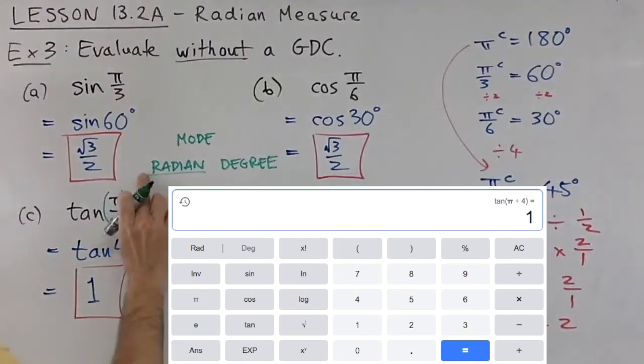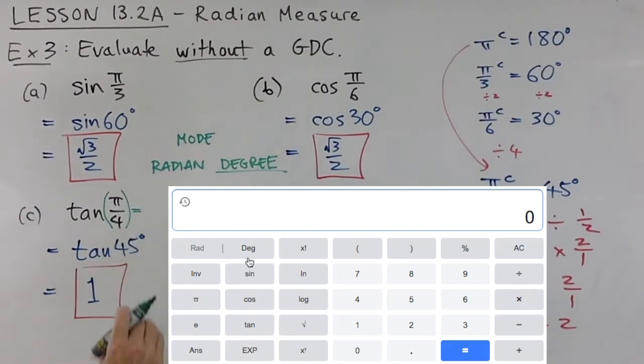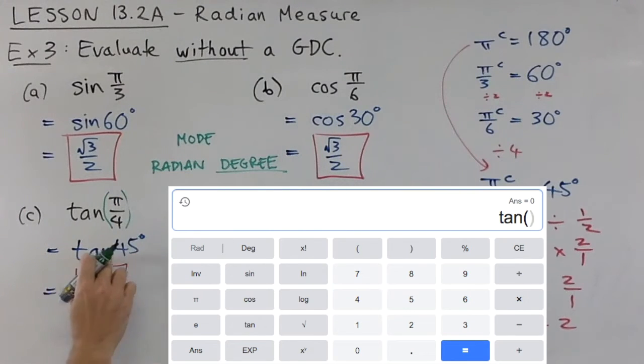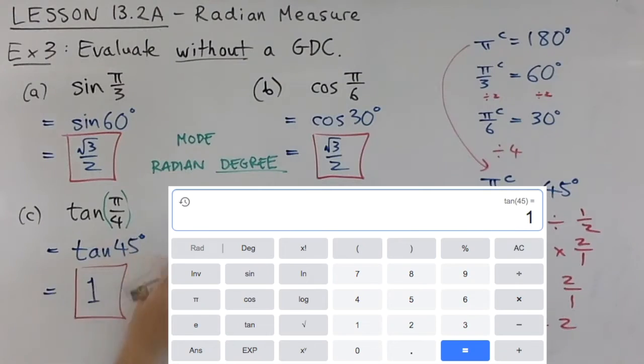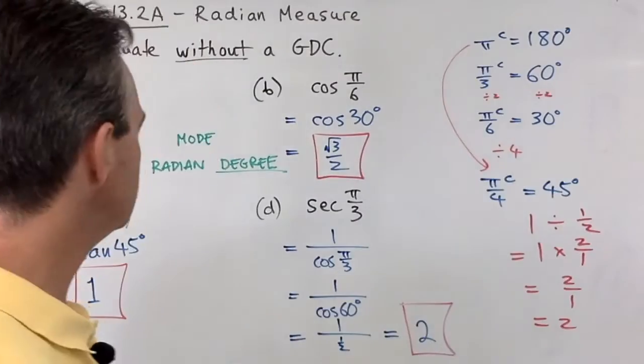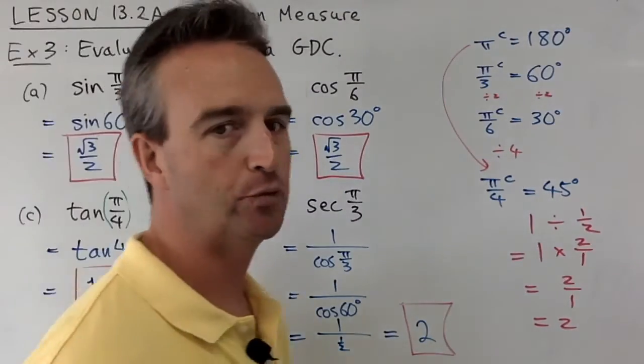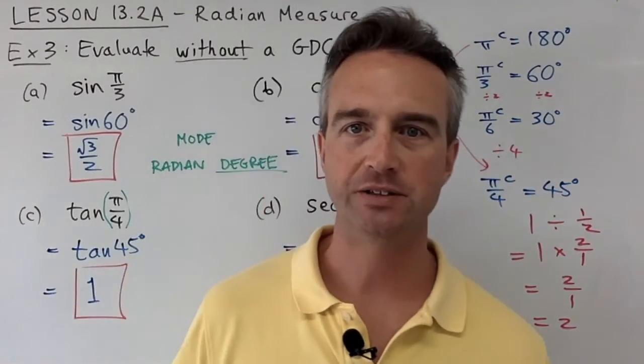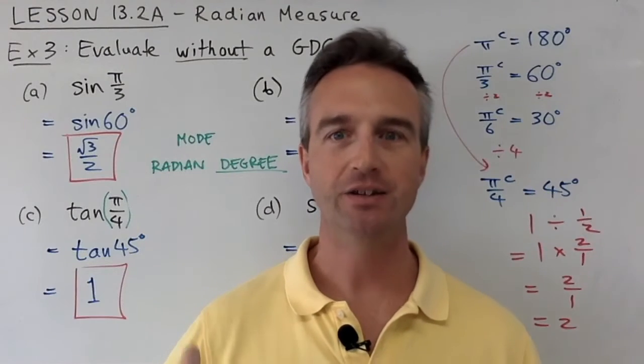Then go back and change the mode to degrees. And try this one now. Just type in tan 45, enter. And that should also give you 1. Okay, so notice you've got to change modes. If you're doing calculations in radians, make sure you're in radian mode. If you're doing calculations in degrees, make sure your GDC is in degree mode.